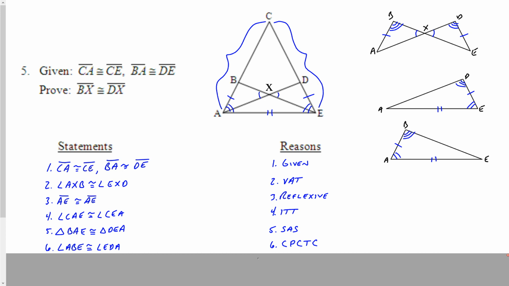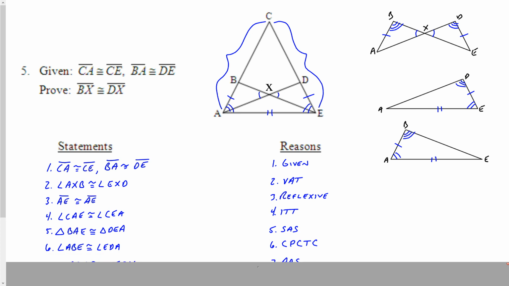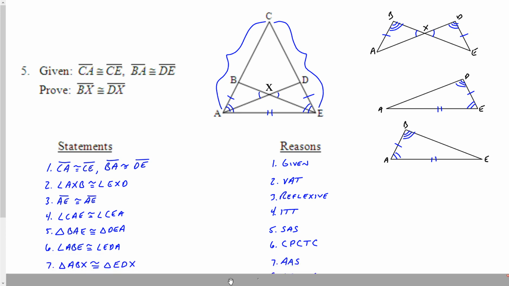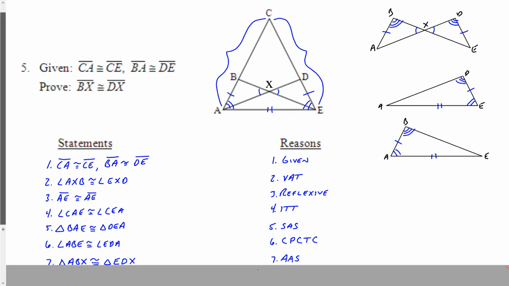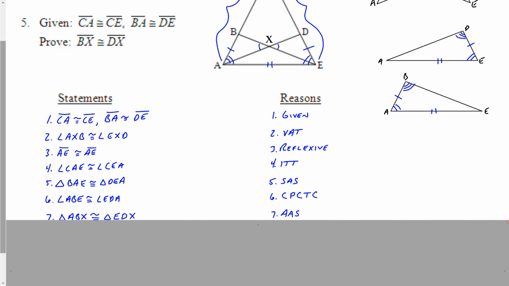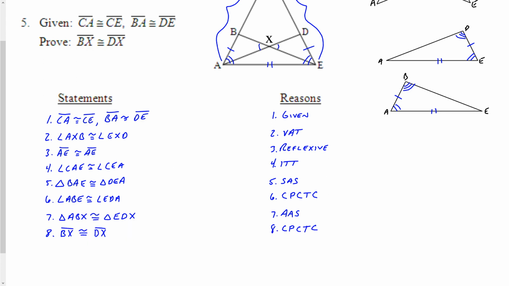we could now say that triangle ABX and triangle EDX, excuse me, are congruent by angle side. And then as soon as we have those triangles congruent, we can wrap up our proof by saying segment BX is congruent to segment DX by CPCTC.